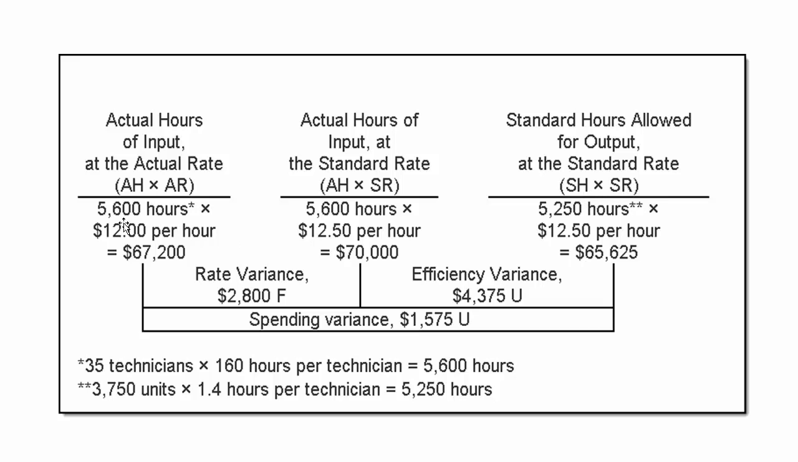All right, so we worked 5,600 hours at an actual cost of $12 per hour. Well, how did we come up with that? They told us there was 35 technicians. They worked 160 hours per technician. That's 5,600 hours.